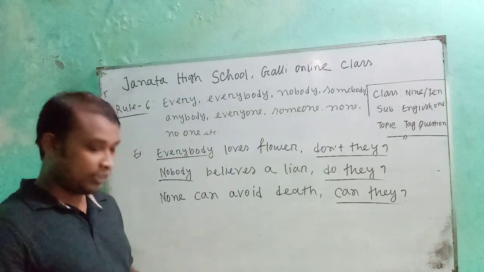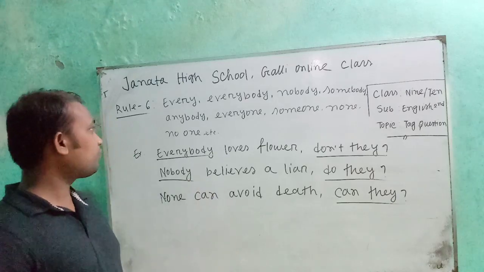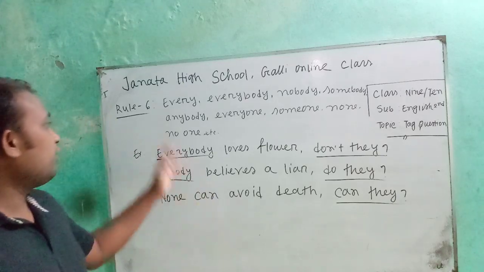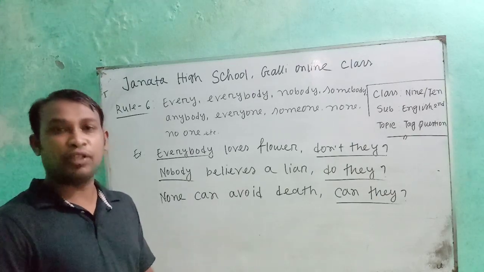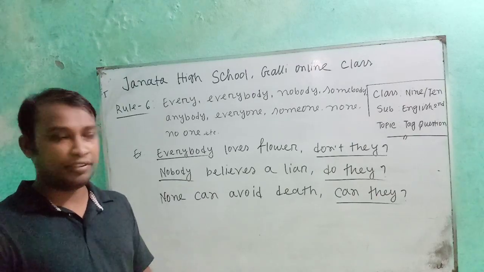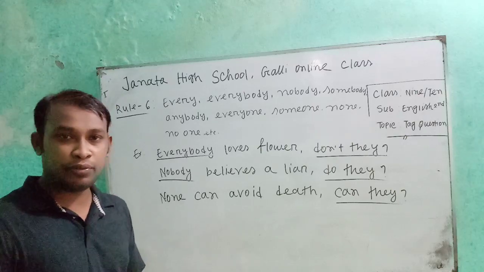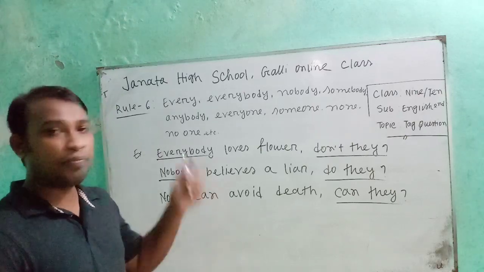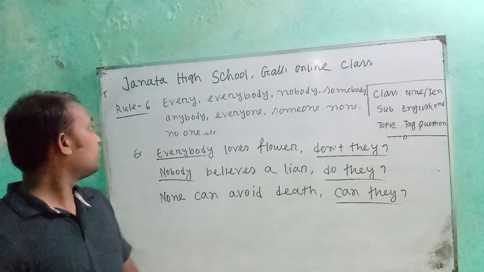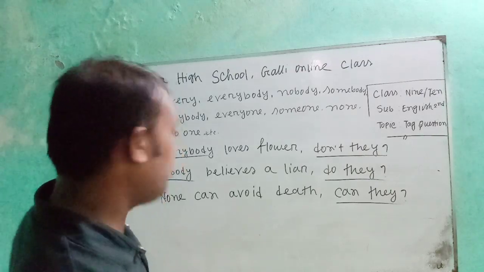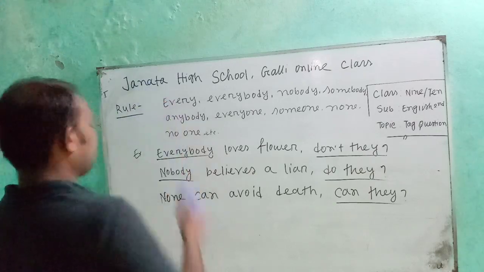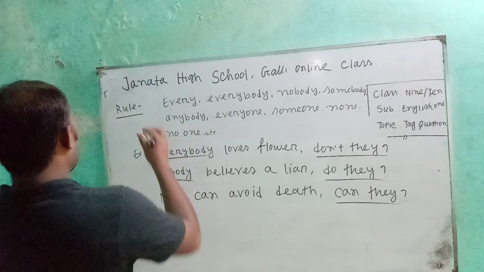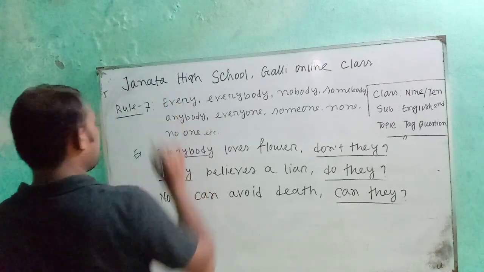I think this rule is clear to us. If we find everybody, nobody, somebody, anybody, everyone, no one, someone, none in a sentence, we have to use they instead of this. Okay? Now I will go to the next rule. Rule 7.